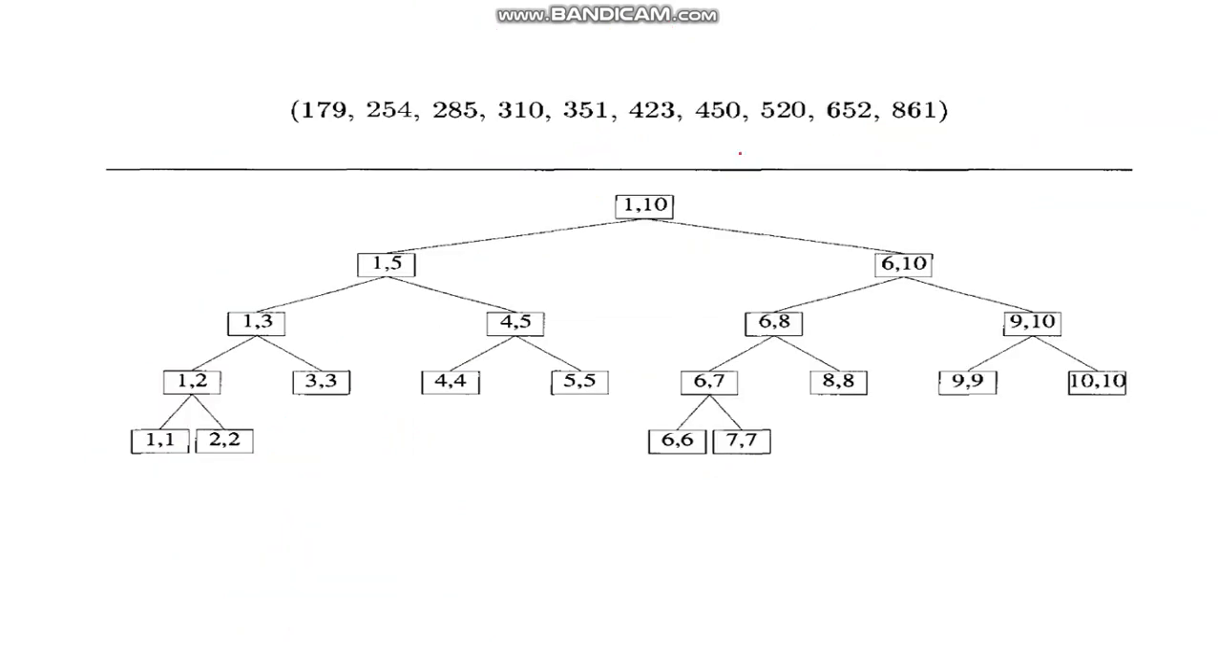So over here the same thing is shown, that an example is considered. If I have 10 elements at the indices 1 to 10: 179, 254, 285, 310, 351, 423, 450, 520, 652 and 861. These are already sorted.